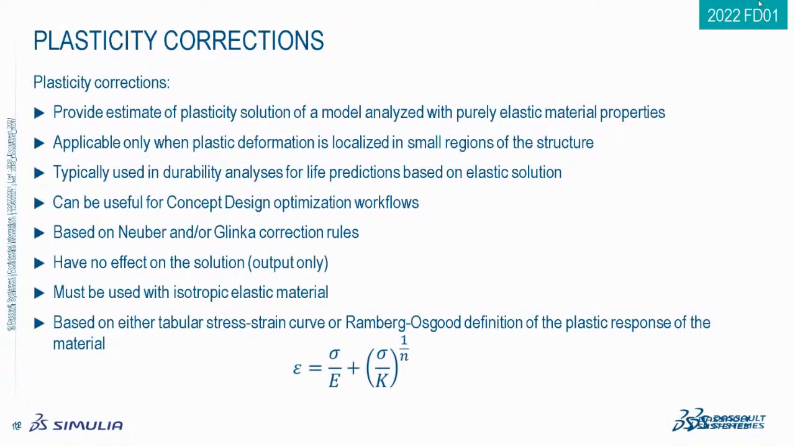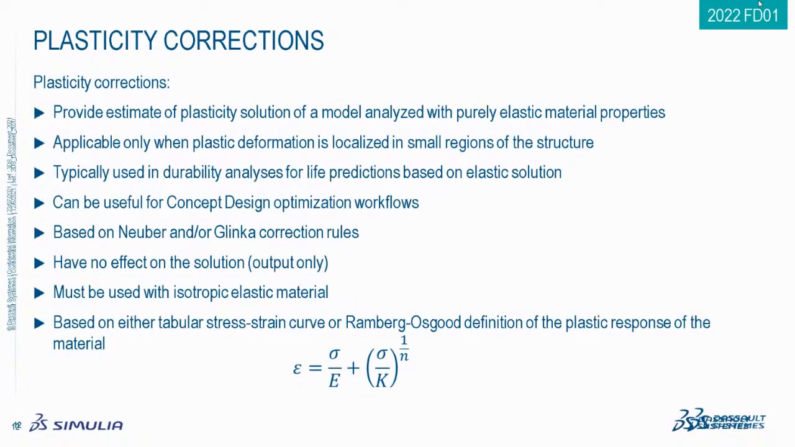So this is a very interesting enhancement related to materials. We call it Plasticity Corrections. And the concept here is described in the words. I'll get to the pictures, which are more interesting, I think, in a moment. But the idea is to provide an estimate of a plasticity solution, but with purely elastic material properties. So this is obviously applicable when plastic deformation is localized. If plastic deformation is significantly affecting the global response of the model and introducing large deformations and so forth, then this really doesn't make much sense.